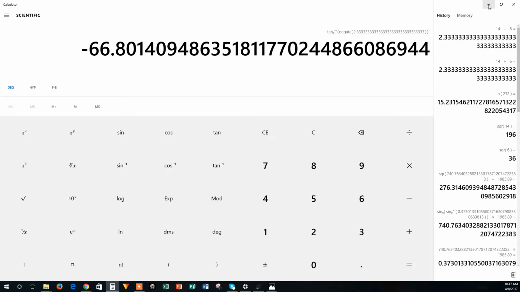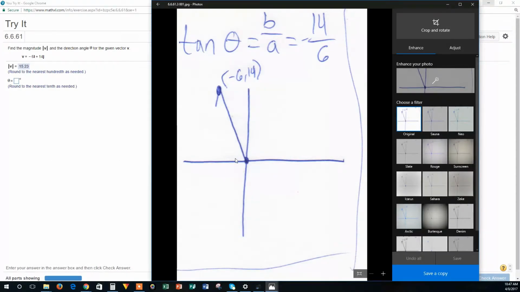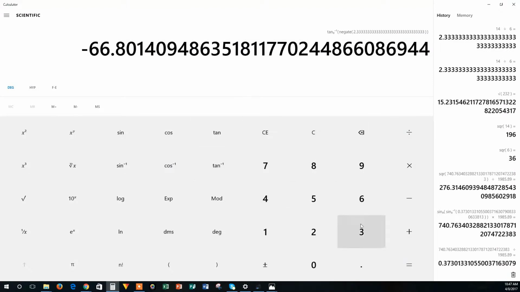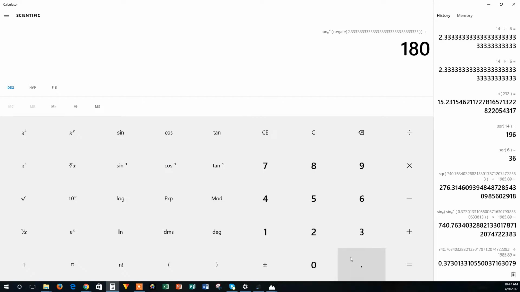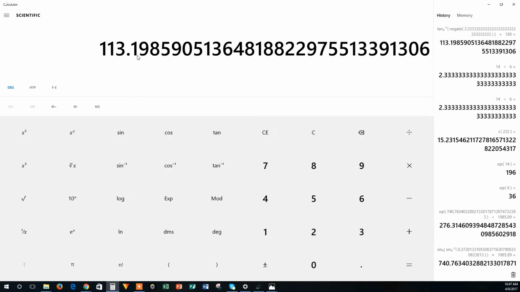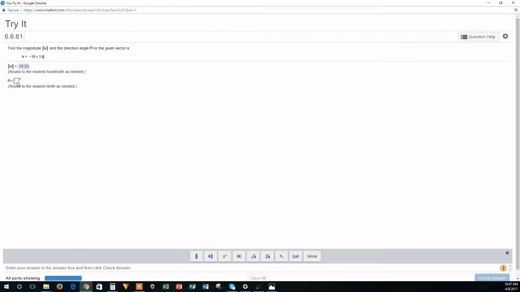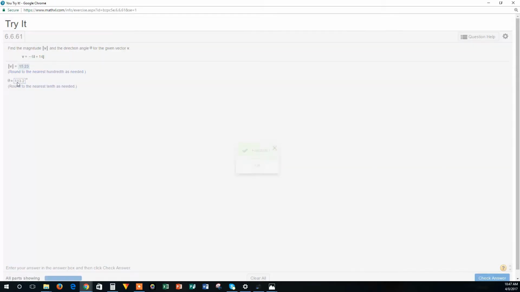I'm not sure it really matters that it's negative or not, but I want to think here: the point is in quadrant 2, where tangent is negative. So I do 180 degrees minus that value, or in this case, since the value is already negative, adding 180. I get 113.19, which rounds to 113.2. So I'll just put that in here, 113.2. Great.